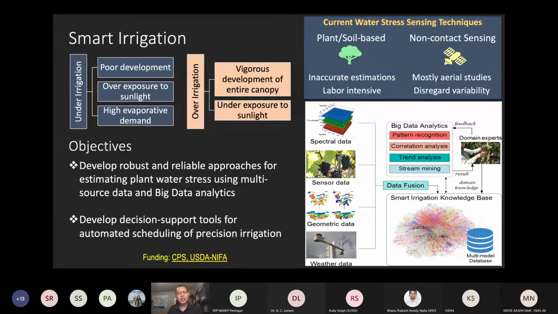Another project we are working on is called Smart Irrigation. In this specific project, we're trying to use all kinds of data, historical information, weather information, as well as various decision support tools, including big data analytic techniques, to reliably estimate water needs in wine grapes and some other crops, and apply the right amount of water at the right time at the right location.